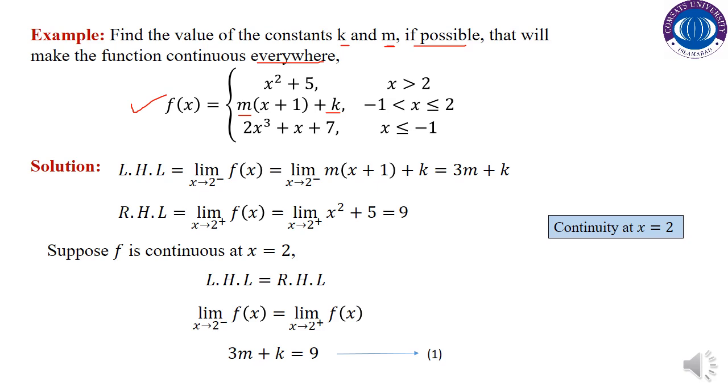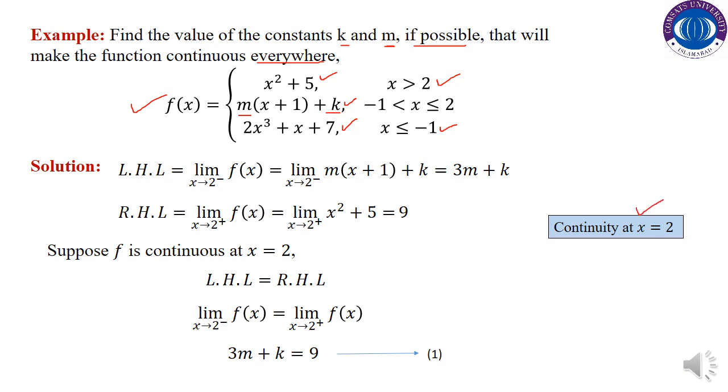ठीक है, अब यहाँ पे देखें आपका इंटरवल 2 पे भी ब्रेक हो रहा है और -1 पे भी ब्रेक हो रहा है. ठीक है, यानी यहाँ पे आपके फंक्शंस चेंज हो रहा है. तो जिन पॉइंट्स पे आपके फंक्शंस चेंज होते हैं वहाँ पे कॉन्टीन्यूटी का कोई इशू हो सकता है. ठीक है, तो हम इन पॉइंट्स पे कॉन्टीन्यूटी फाइंड करेंगे. ठीक है, वहीं से हमारे पास m और k की वैल्यूज़ फाइंड हो जाएंगी. First we will discuss the continuity of the function at x is equal to 2.